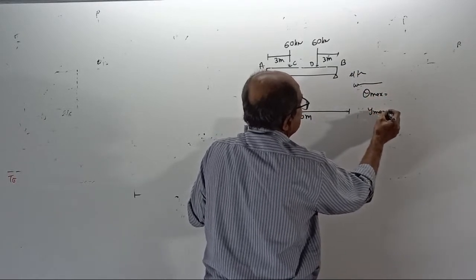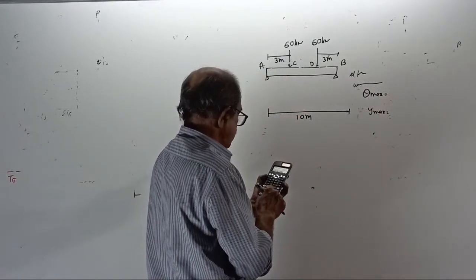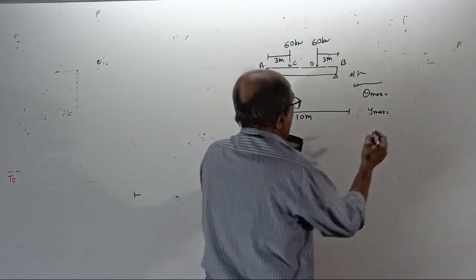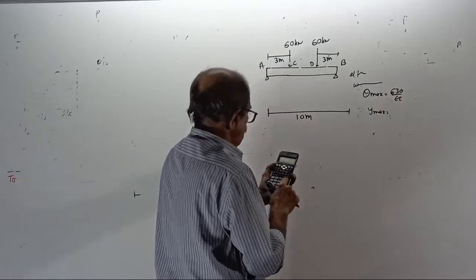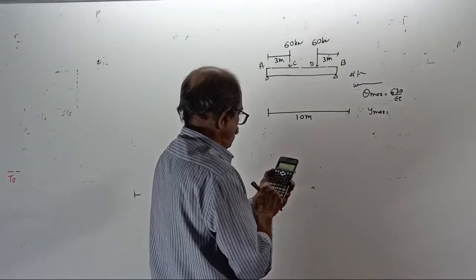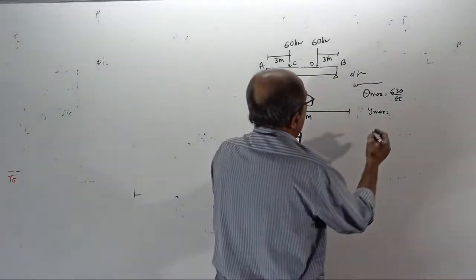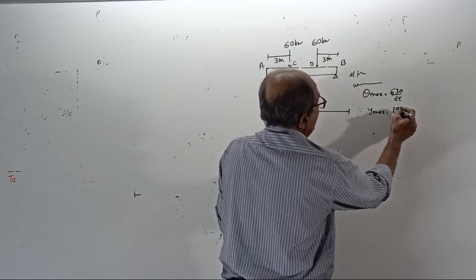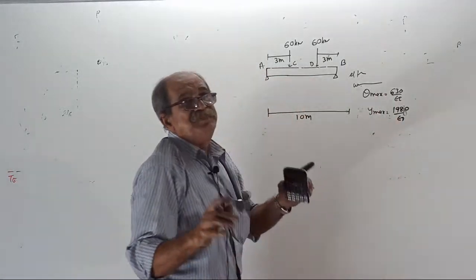I will give you homework. Half into 3 into 180 plus 2 into 180. Theta max will be 630 by EI, and y max will be half into 3 into 180 into 2 plus 2 into 180 into 3 plus 1.4, which is 1980 by EI. Don't worry about speed. That is if that's all is given.